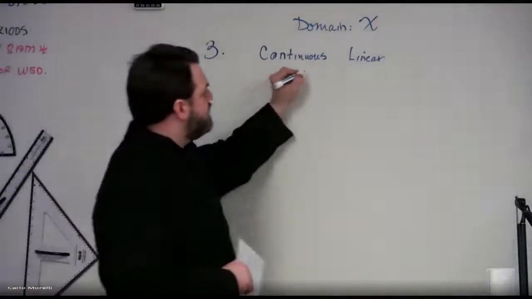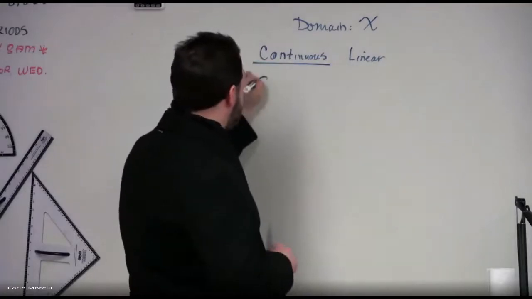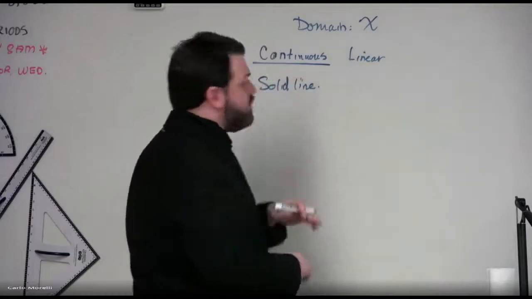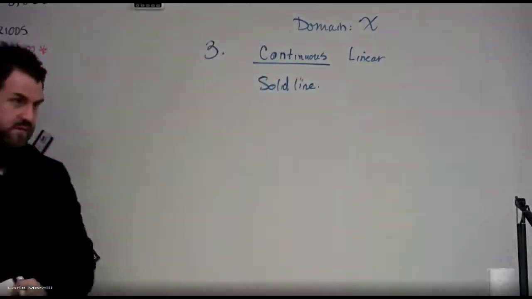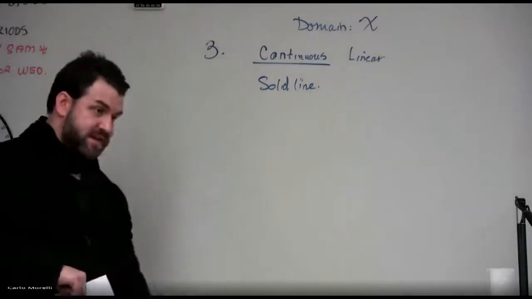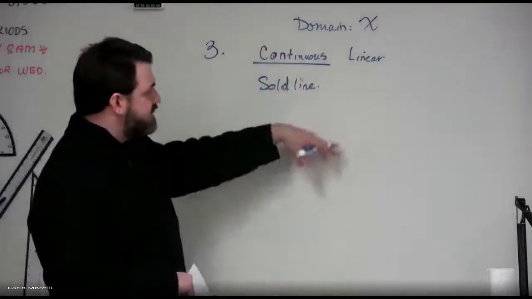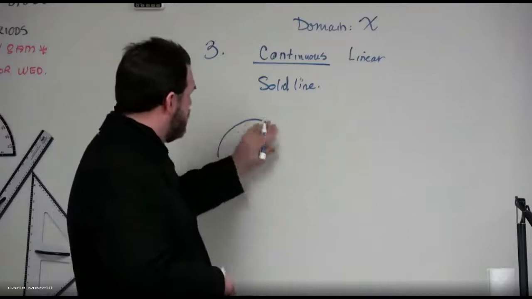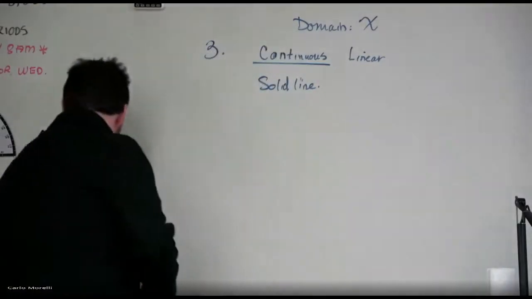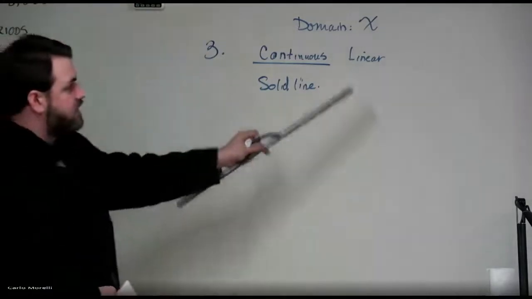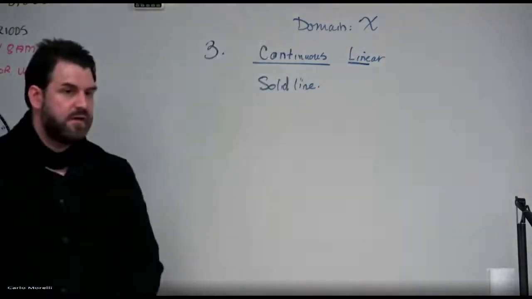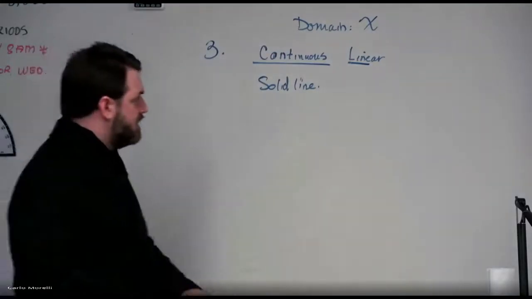This word continuous means that it's a solid line. In other words, there's no breaks or gaps. It's not discontinuous or finite or discrete. It's a continuous, smooth, well, I don't want to draw a curve. That's the last thing I want to draw. It's a smooth line. So that brings us to the word linear. So let's underline the line part of linear. Linear means that it's a straight line.